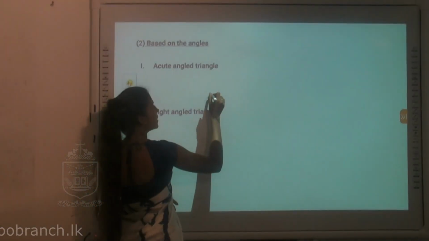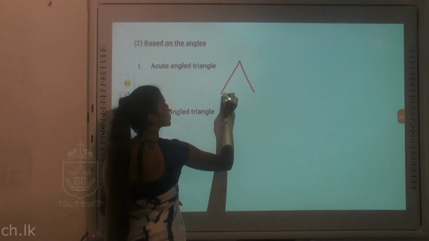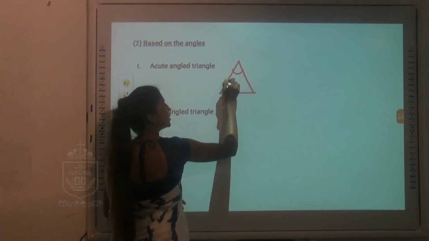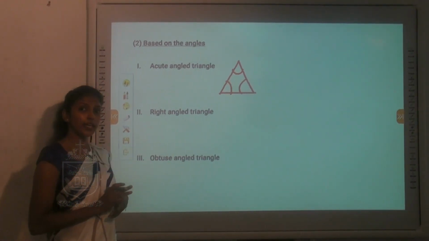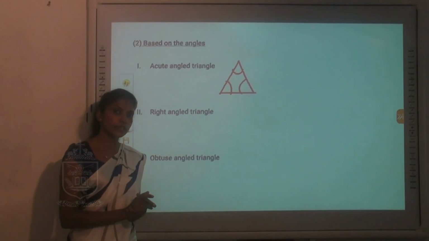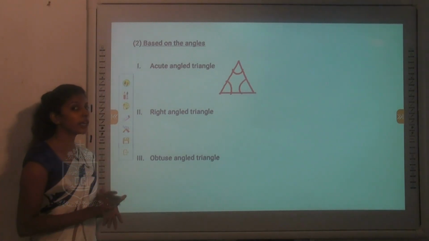Three acute angles like this. All the three angles are less than 90 degrees. All three are acute angles, so we call it an acute angle triangle. Second type, right angle triangle.